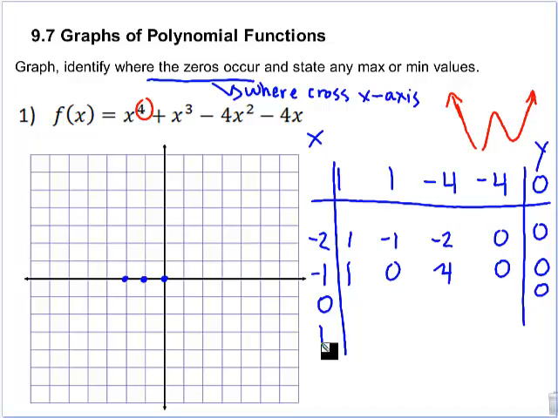Oh, there's a reason why we're doing this one. Number 1, so we drop the 1 down, we multiply. 1 times 1 is 1. Added on to 1, we get 2. 2 times 1, 2. Added on to negative 4, negative 2. Negative 2 times 1, negative 2. Added on to negative 4. Negative 6 times 1, added to 0. Negative 6. So finally we have another point, 1, negative 6.